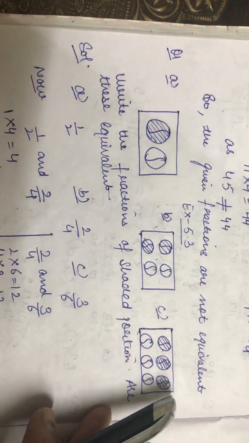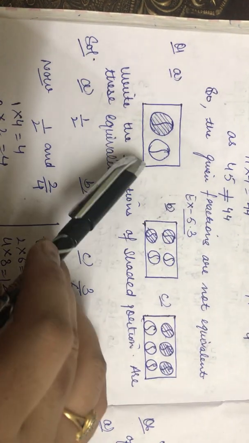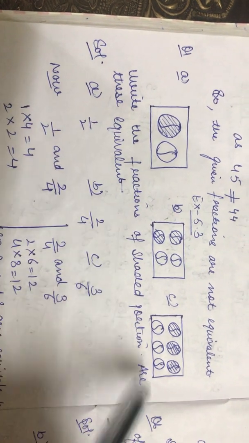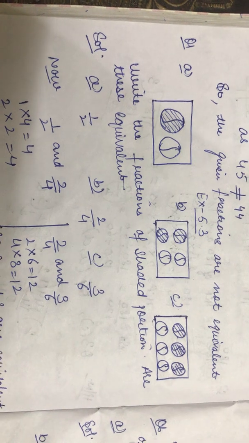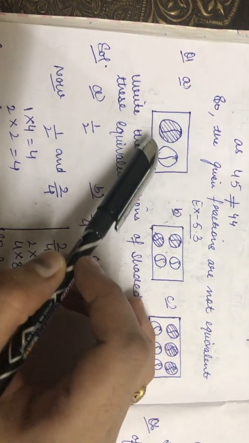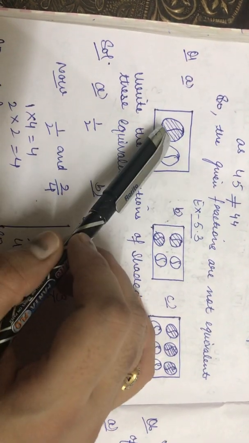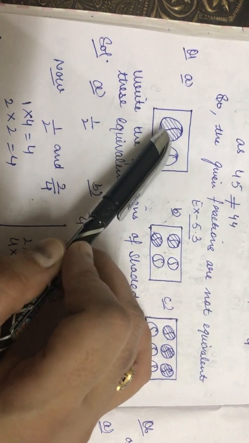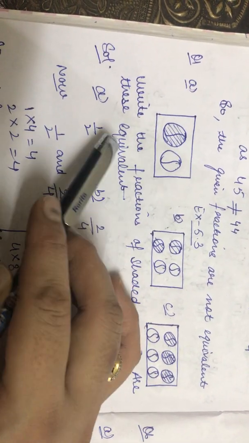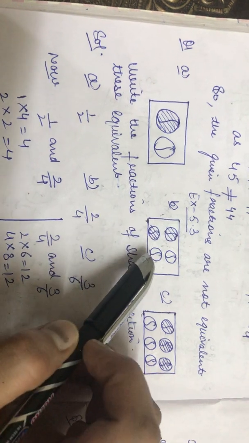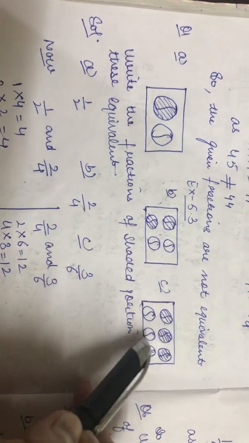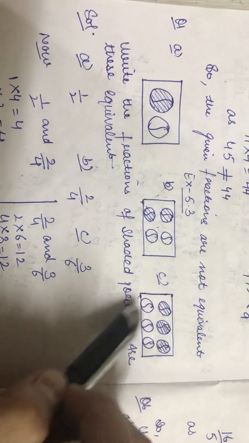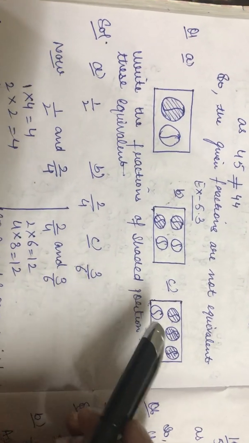Exercise 5.3, question number 1 from your book. We have 3 parts. The question is: write the fractions of the shaded portion and tell whether these fractions are equivalent. Firstly, in the A part I have 2 balls. So total 2 parts are there, out of which 1 is shaded. So the fraction for this A part is 1 by 2. Similarly here 2 parts are shaded out of 4, so the fraction is 2 by 4. In the C part 3 parts are shaded out of 6, so my fraction is 3 by 6.